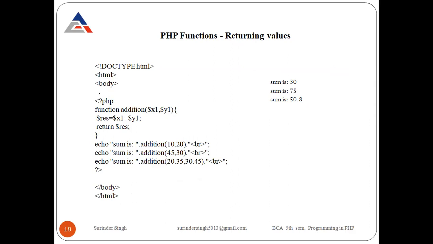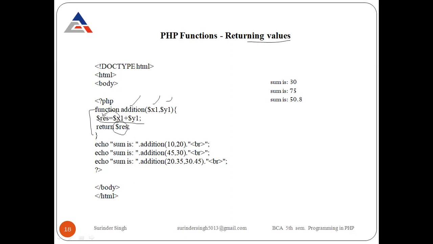Now this is an example of return, how to return some value. This is a basic example. Here we have a function named addition, and it accepts two arguments. In this function we are adding x1 and y1, storing the result in the result variable, and returning result. It will return the control to where it is called.